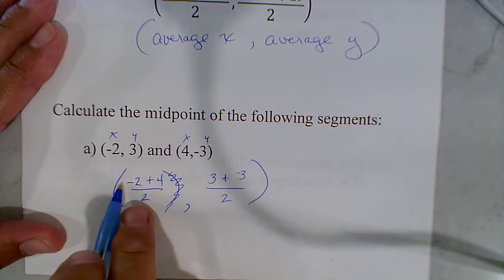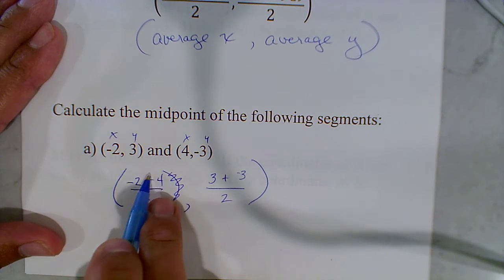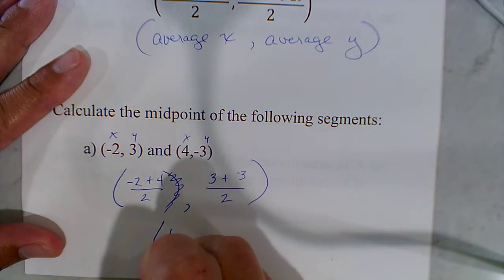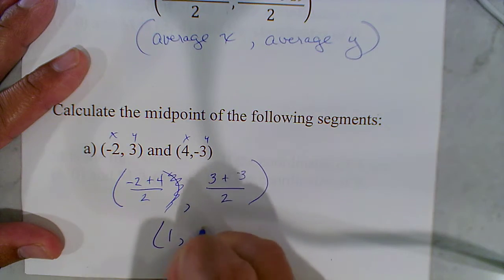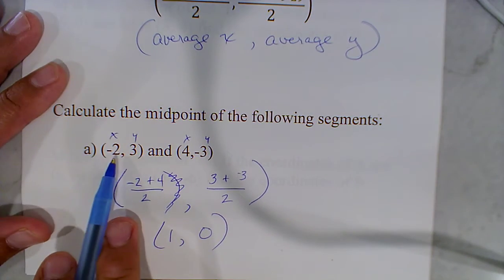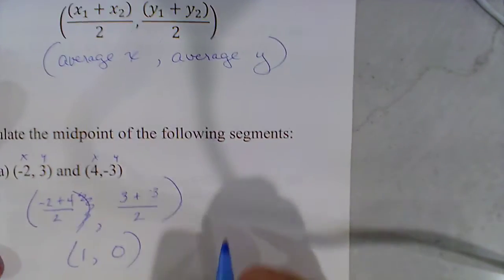All right, so your negative 2 plus 4 gives you 2. 2 divided by 2 is 1. Your positive 3 and negative 3 is 0. Divided by 2, of course, 0. So exactly in the middle of these 2 points would be 1 comma 0.